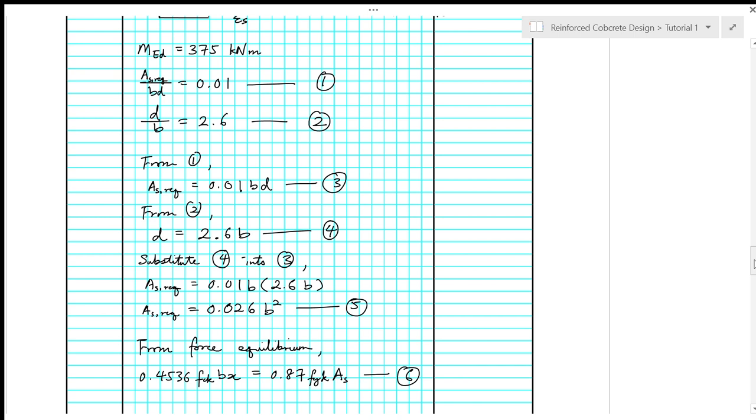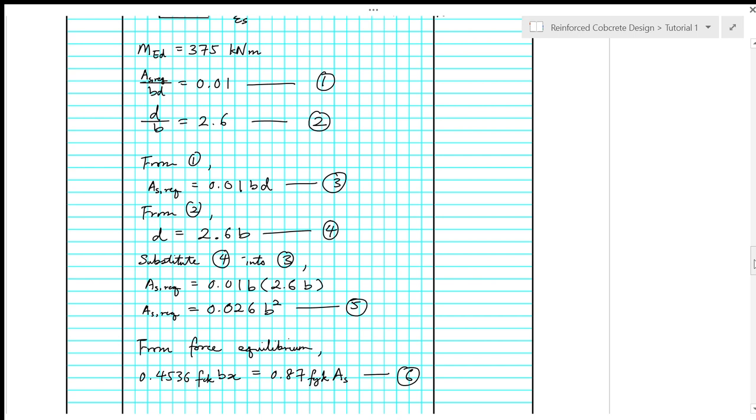So from equation 1, we can rewrite it as As,required equals 0.01 bd. From equation 2, we can also rewrite it to become 2.6 b equals d. So that gives us equation 4. Now substitute equation 4 into equation 3. We get As,required equals 0.026 b squared. So we set that as equation 5.